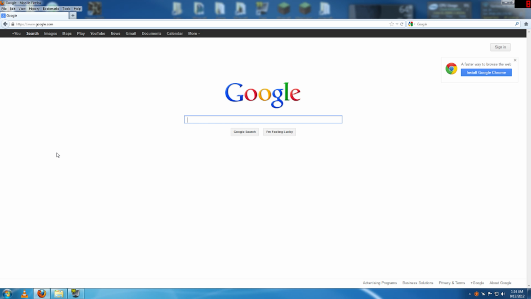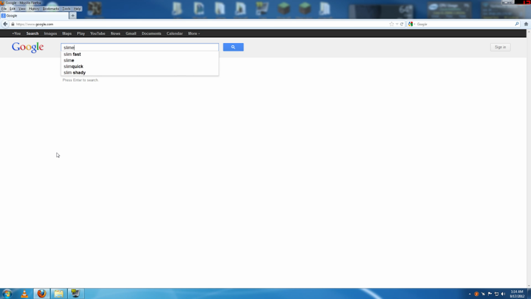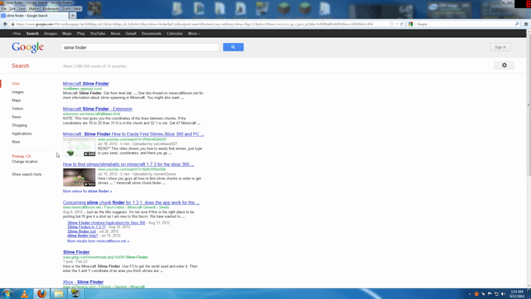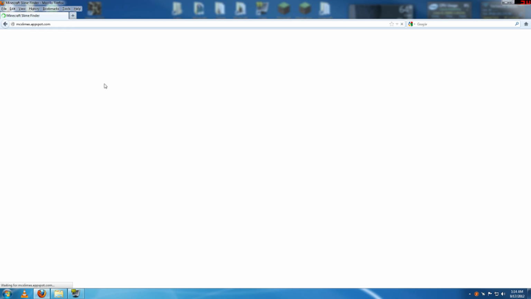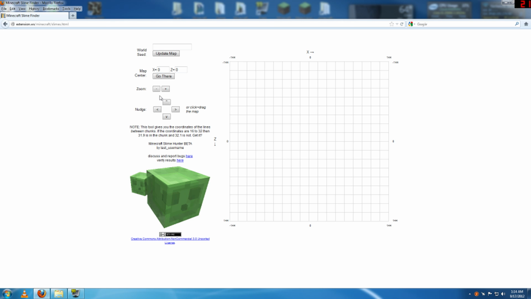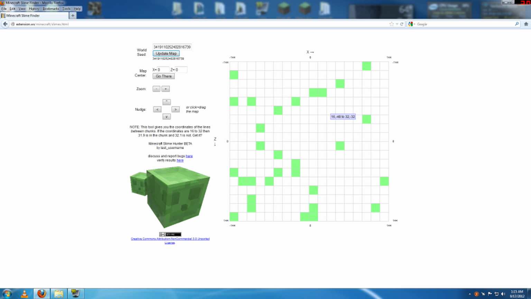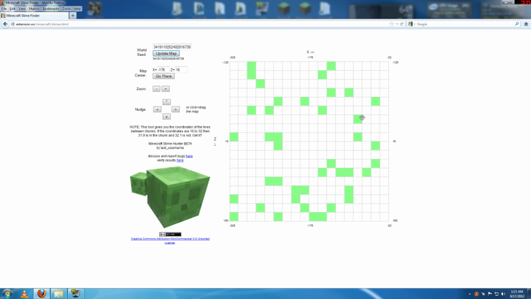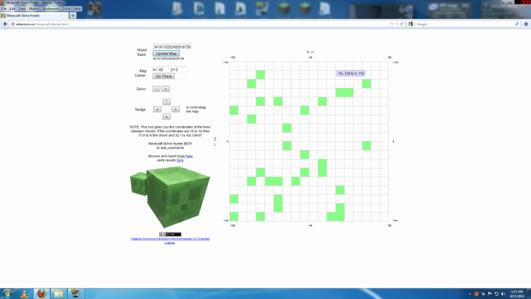So right now, we're going to pause the game, and we're going to Google Slime Finder, and there's two of them. You can go to this one, or I use this one. I only use this one because I've been using it and I know how to use it. We're going to put the seed in here, which I've already done for the sake of the tutorial. Update map, and bam, this is our whole entire world. If you move this graph around to any measurement you want, it gives us all these slime chunks. The highlighted green is a slime chunk.